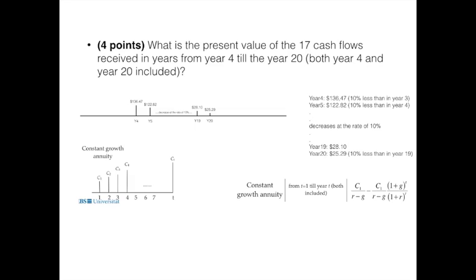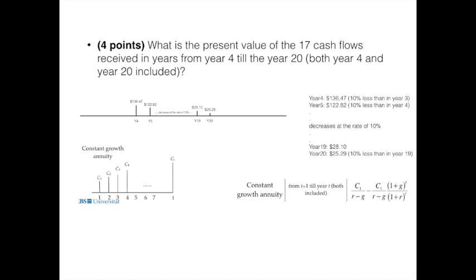Well, put yourself in the perspective of year 3. From the perspective of year 3, this cash flow stream looks just like a normal constant growth annuity. It starts in 1 year from now and it goes up to some period. But pay attention to the timing. This formula tells you C1, okay, this becomes your C1.